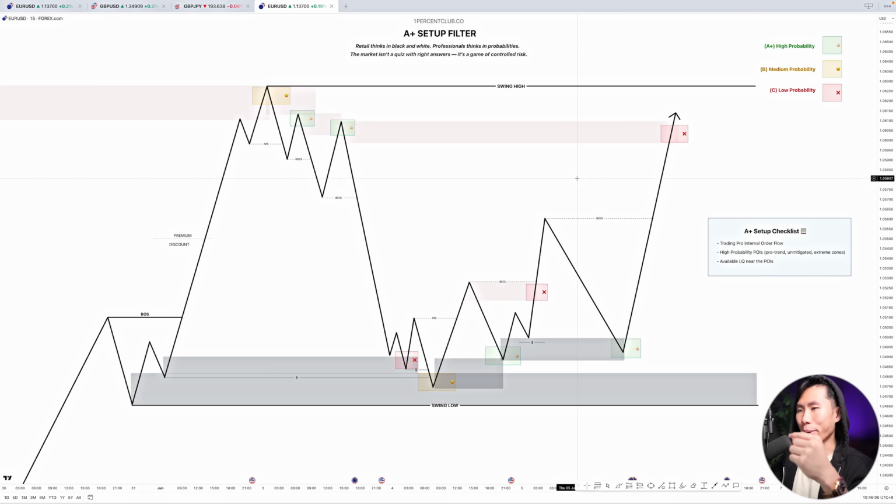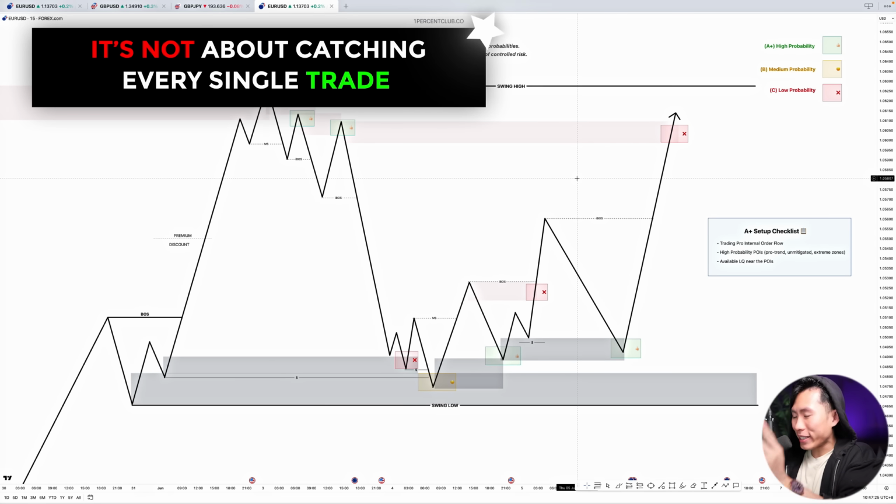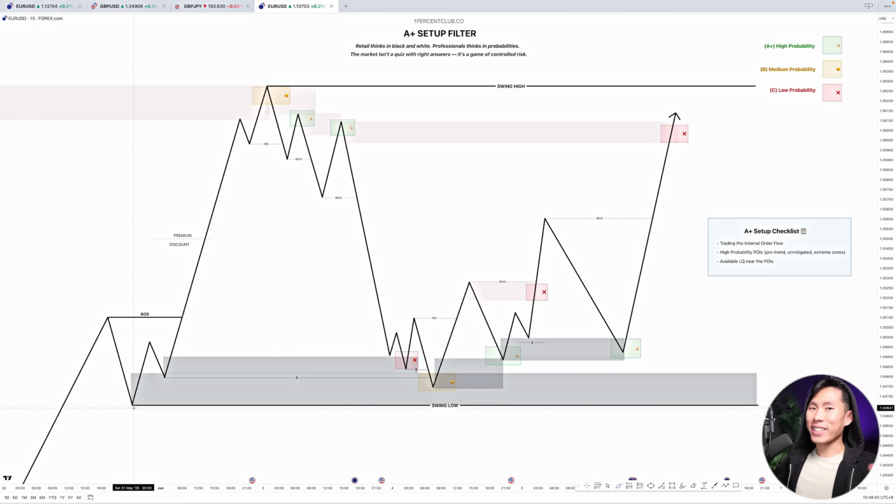Once I filtered my system down to only one setup, my win rate jumped, my emotions dropped, and my results skyrocketed. So this is the exact framework that I use today, and it's how I make over 6 figures a month consistently. Now, I call it the A+ setup filter because it's not about catching every single trade. It's about waiting for the cleanest setup that checks every single box. Alright, so with that said, let's break down this entire diagram step by step.